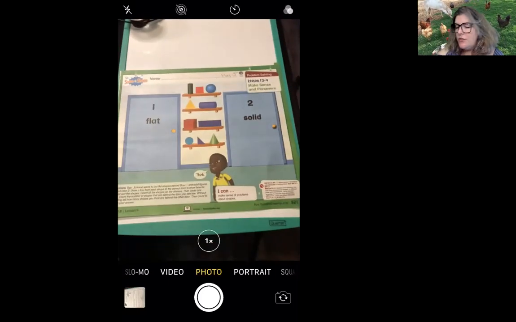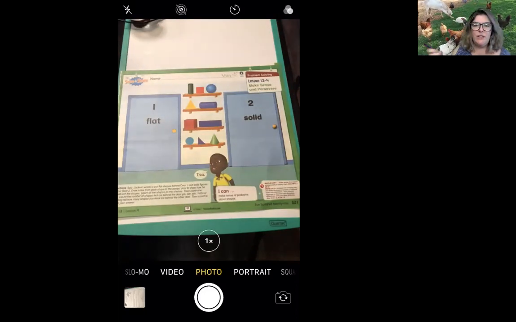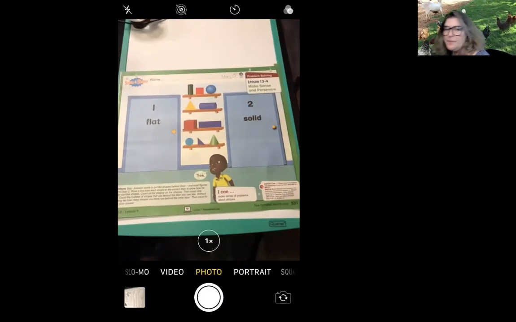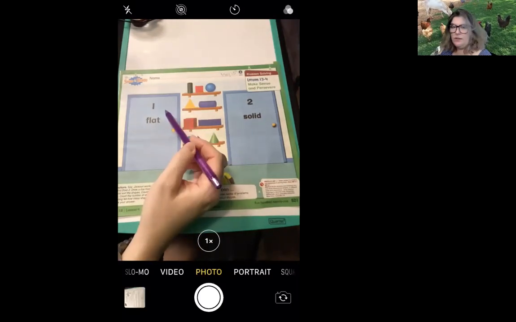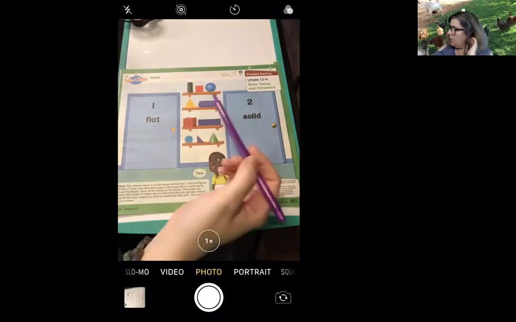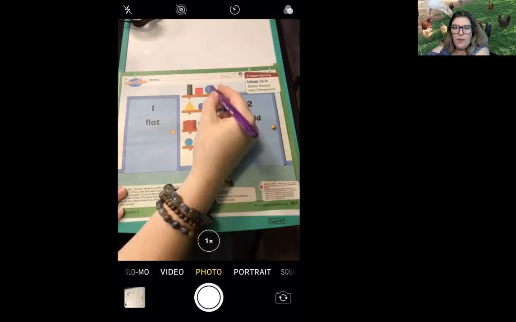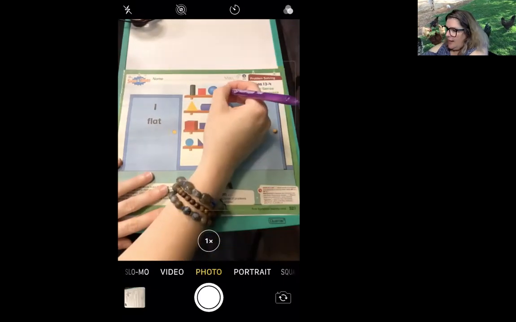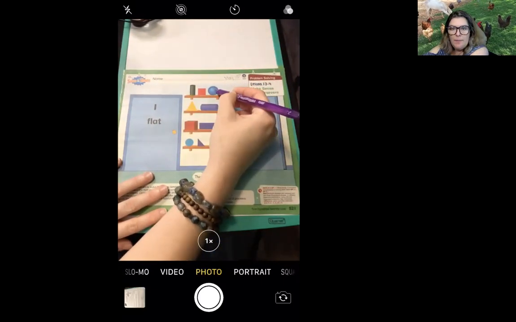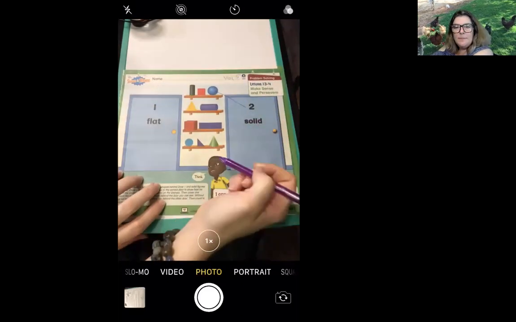First things first, we've got to take either a crayon or a pencil. Let me use purple today. I love purple. We're going to be drawing a line either to door number 1 if it's flat, or door number 2 if it's a solid figure. So let's go ahead and start with this sphere up here. Is that flat or solid? Solid. So watch what I'm going to do. I'm going to take my crayon and drag a line to door number 2. Just like that. Easy peasy.